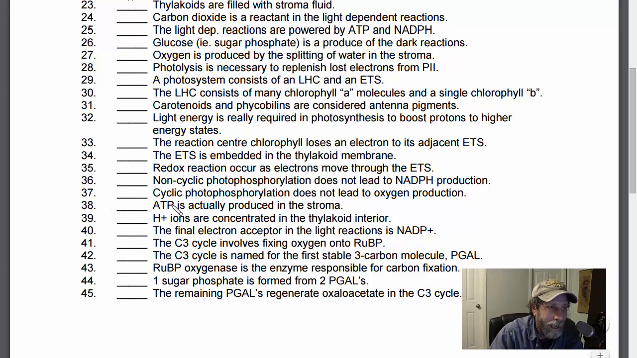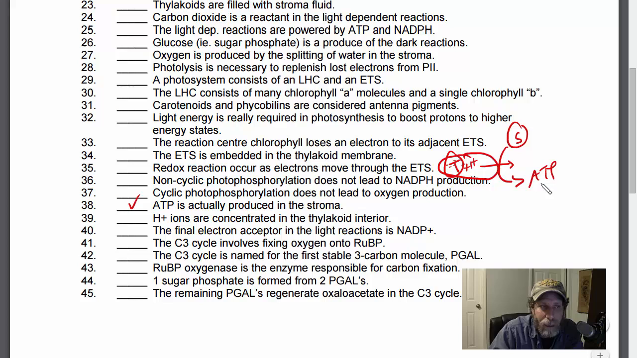Okay, 38. ATP is actually produced in the stroma. That's true. And that's because if this is the thylakoid here, all of that stuff happens on the inside. You have the hydrogen gradient goes through the ATPase, and that's where the ATP is made. So this is the thylakoid right here, and this is the stroma. So the ATP is actually made in the stroma so that it can go over to and be used in the light-independent reactions. Hydrogen ions are concentrated in the thylakoid interior. Well, that makes sense. So that's yes.